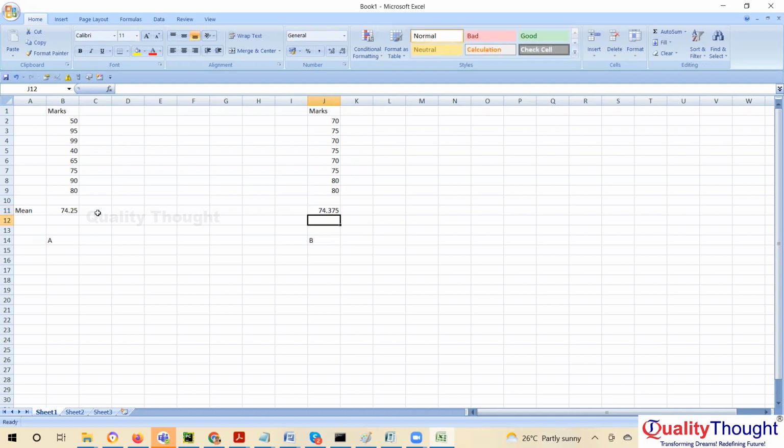Why more consistent? Because deviation is less. It goes from 50 to 95, 99 for A. Here it is only 70 to 80. So of course B is more consistent. This data is clear, so you can easily see and tell. But when you have lots of data and variation is, let's say, 49 and 99, we need some kind of calculation. We need some kind of metric to say that this is more consistent. That metric is standard deviation.